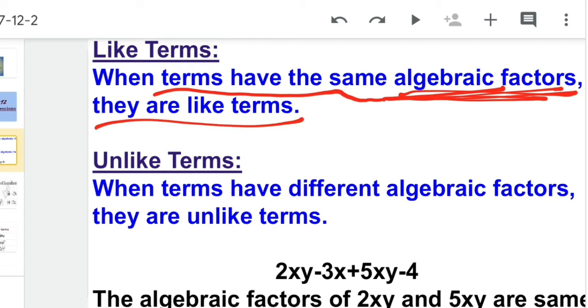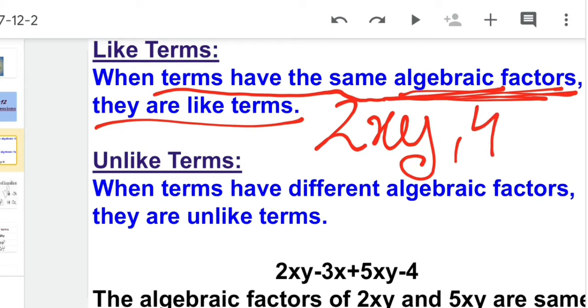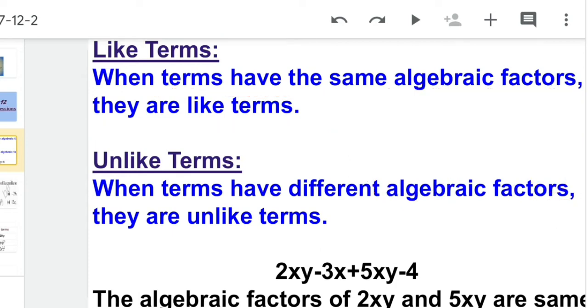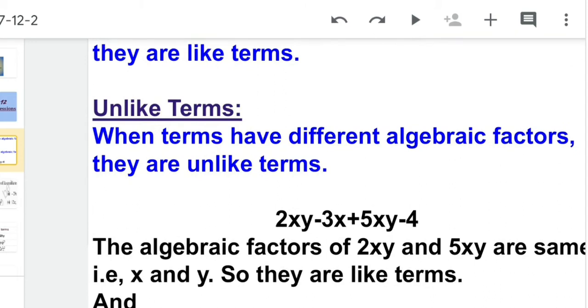You can see that if I write 2xy and 4xy, the algebraic factors, that means the variable factor, of 2xy is xy, and similarly for 4xy is also xy. So we can say that 2xy and 4xy are like terms. Now what are unlike terms? When terms have different algebraic factors, they are termed as unlike terms.